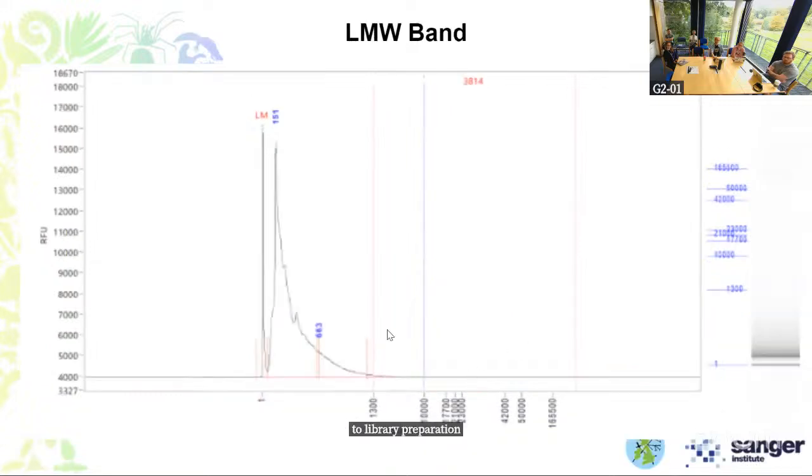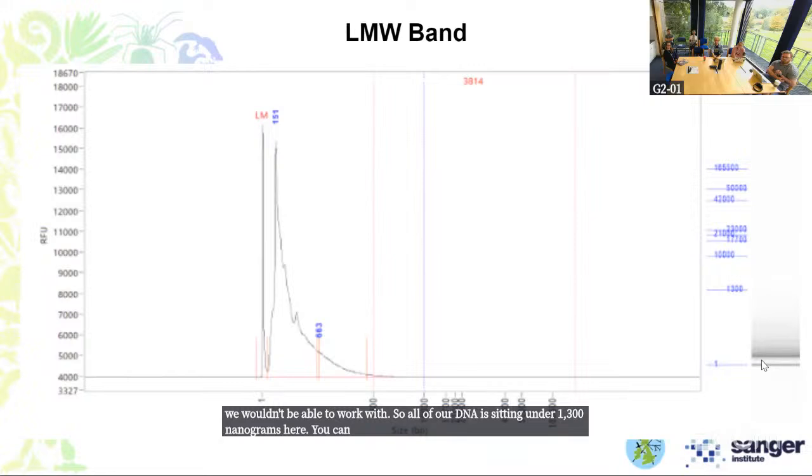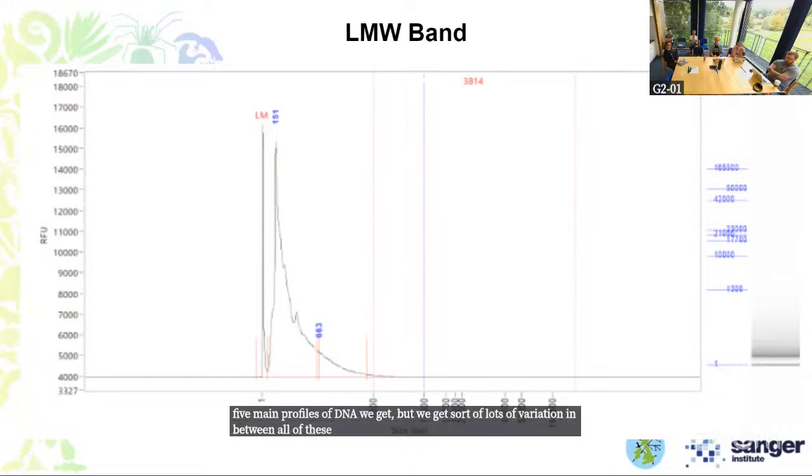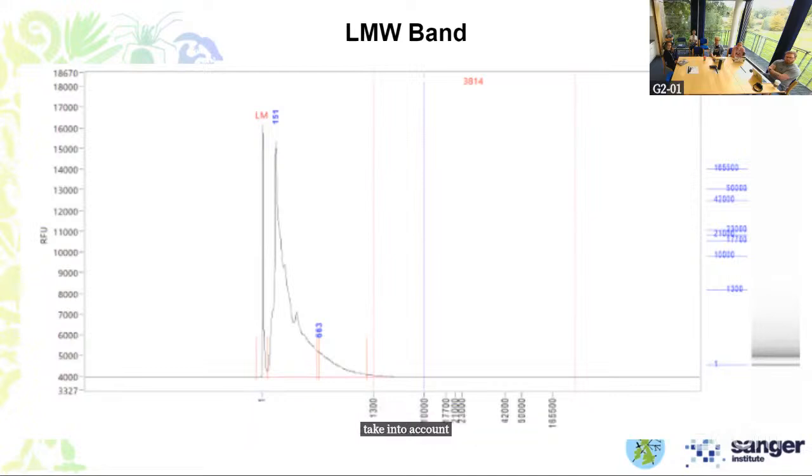And then here we've got something that outright we wouldn't be able to work with. All of our DNA is sitting under 1,300 nanograms here. You can see in this gel image a strong band hovering around the 150 kb mark here. So these are our 4-5 main profiles of DNA we get, but we get lots of variation in between all of these profiles that we have to take into account when we're making our decisions.